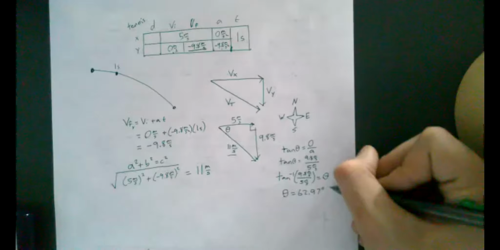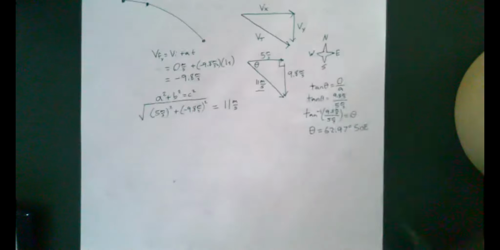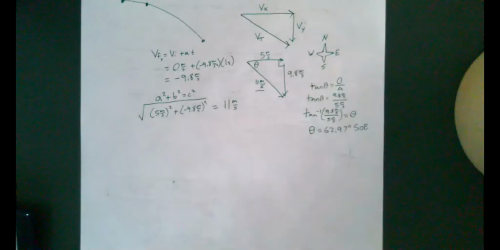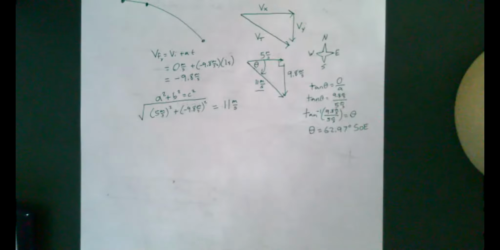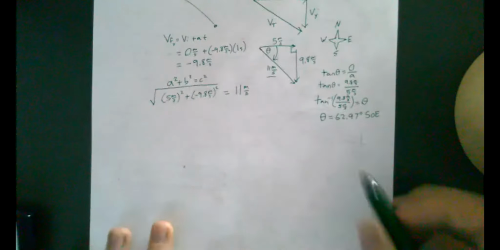South of east. Yes, it is south of east. Or you can write out south of east. That would be good. You have to start with one of the four directions and move toward the line you're trying to describe. So this angle here is 62.97 degrees south of east. Okay. So that gives you the velocity.